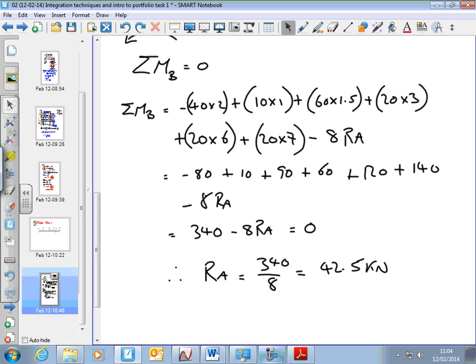So if we add up all the moments for each of the components as we go along here, you should agree with these. Then we add them all together, taking into account the negatives and positives, and we get 340 minus 8RA. The sum of all those moments must equal 0, so therefore 8RA equals 340 and RA equals 340 over 8, which is 42.5 kilonewtons. Okay?